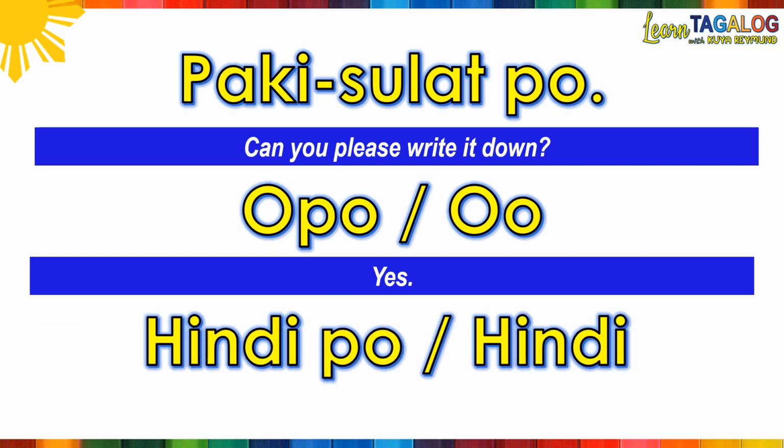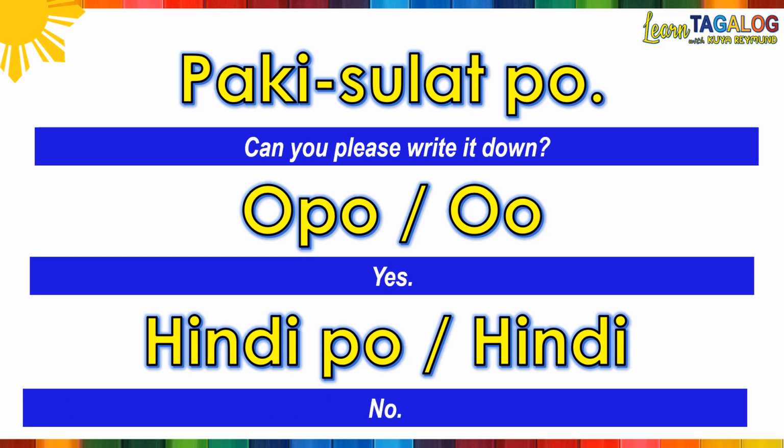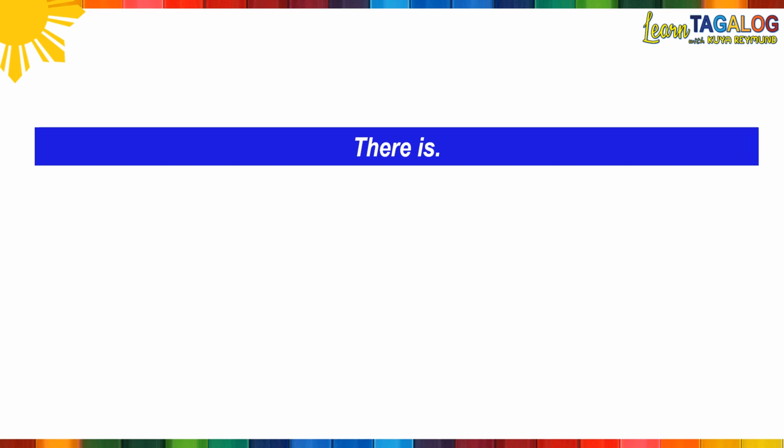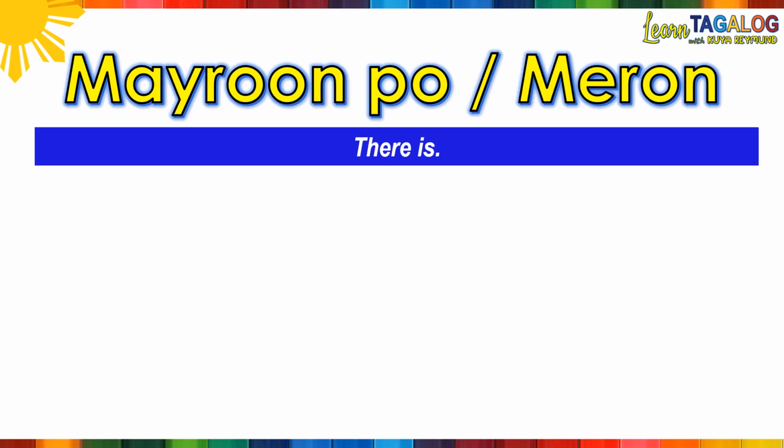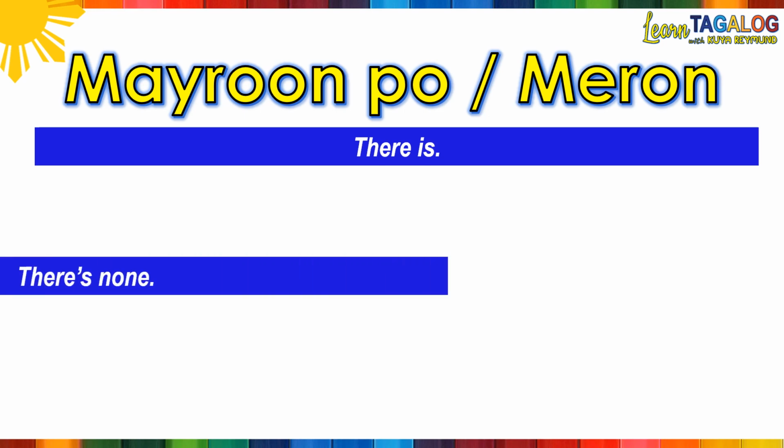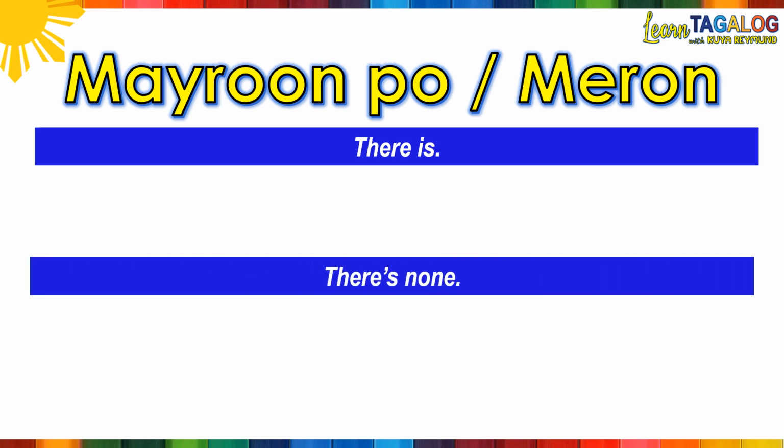Next is we have hindi po or hindi. In English, that means no. We also have there is. How do we say there is in Tagalog? We say mayroon po or meron. Mayroon po or meron. Meron po. We also have there's none.